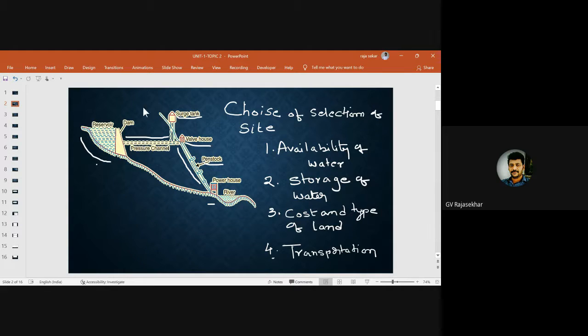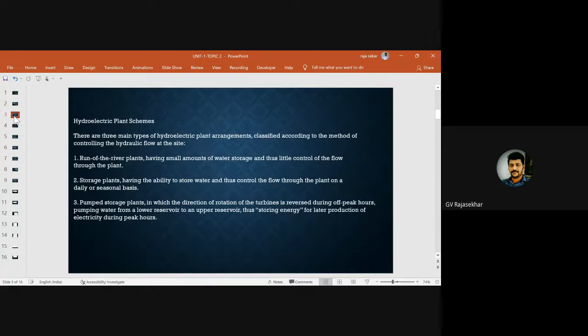So this is the overall picture of the hydropower plant. Next. Hydropower plant or hydroelectric plant schemes. What are the schemes available? The first one is run of the river plants, having small amounts of water storage and thus little control of flow through the plant. Where the water is very limited, only a small amount of power can be generated using small turbines.